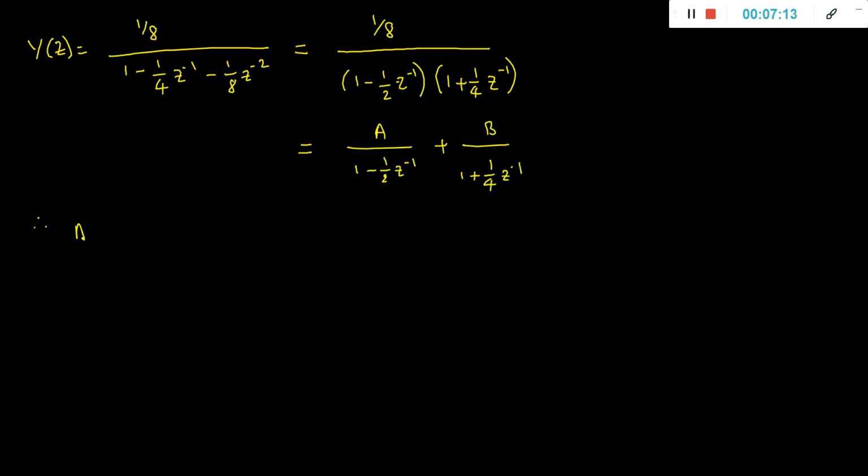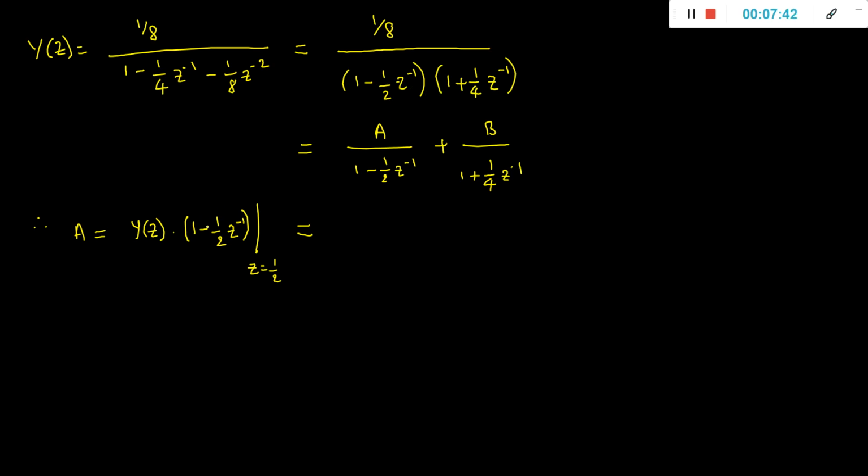Therefore, if I have to calculate the value of the first residue a, it will be y of z into the denominator, which is 1 minus 1 by 2 z to the power minus 1, this entire expression being evaluated at z equal to half. So if you look at this expression y of z, it is 1 by 8 divided by this denominator.